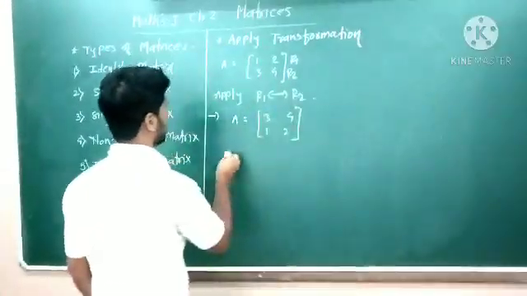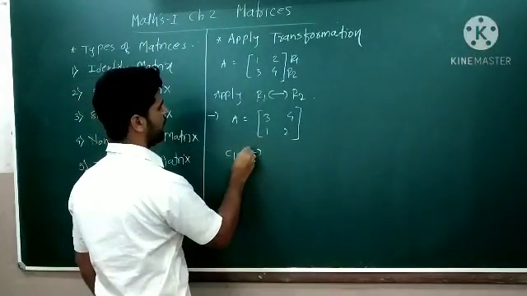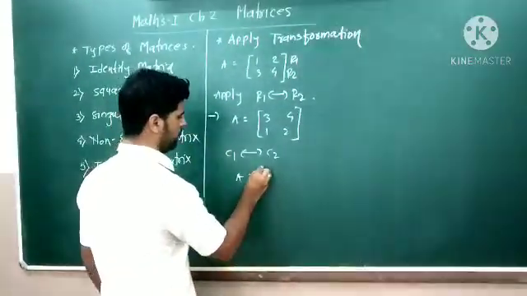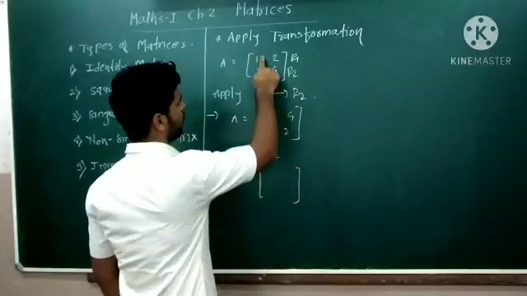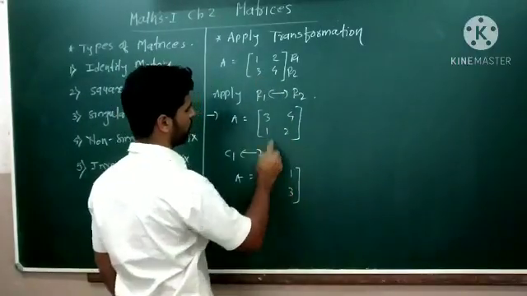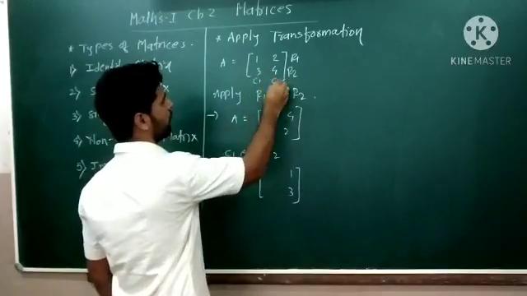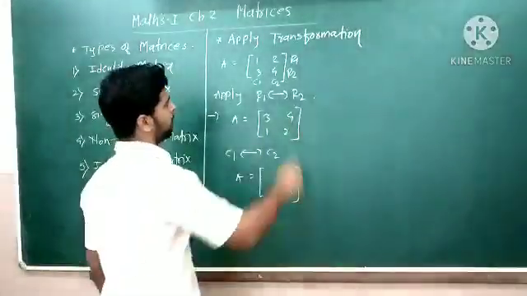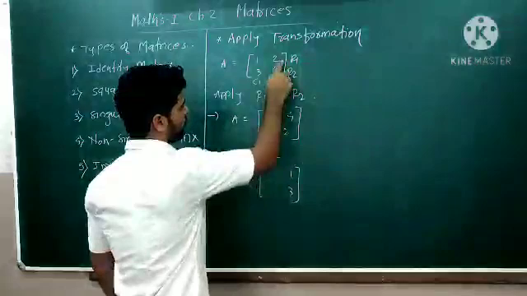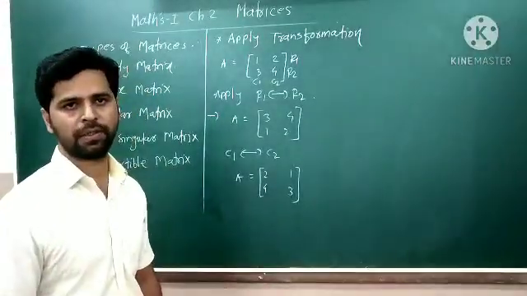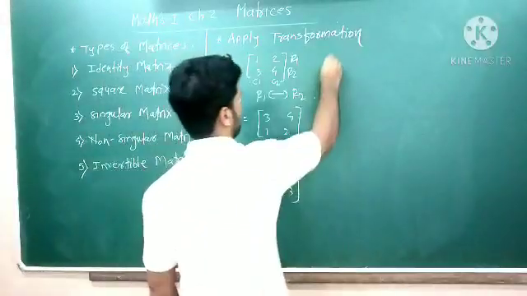Same matrix, if I apply column 1 interchanging with column 2, what will happen? What is the first column? 1, 3. That becomes your second column because C1 and C2 you have to interchange, because this is column 1 and column 2. 1, 3 becomes the second column, 2, 4 becomes your first column. This is called application of transformation.